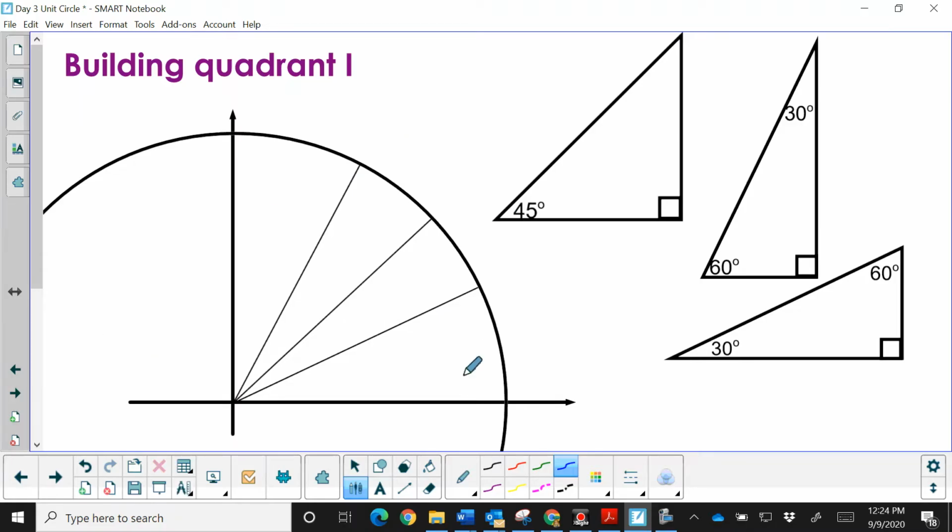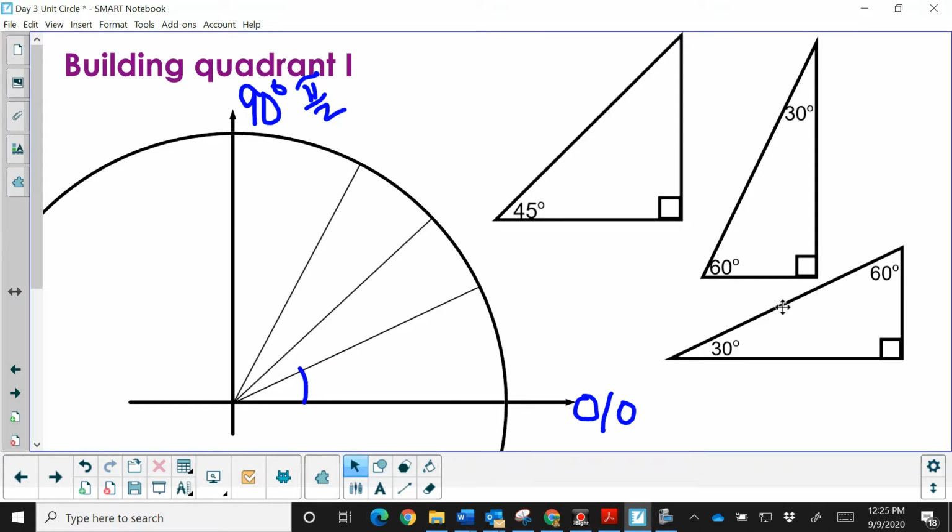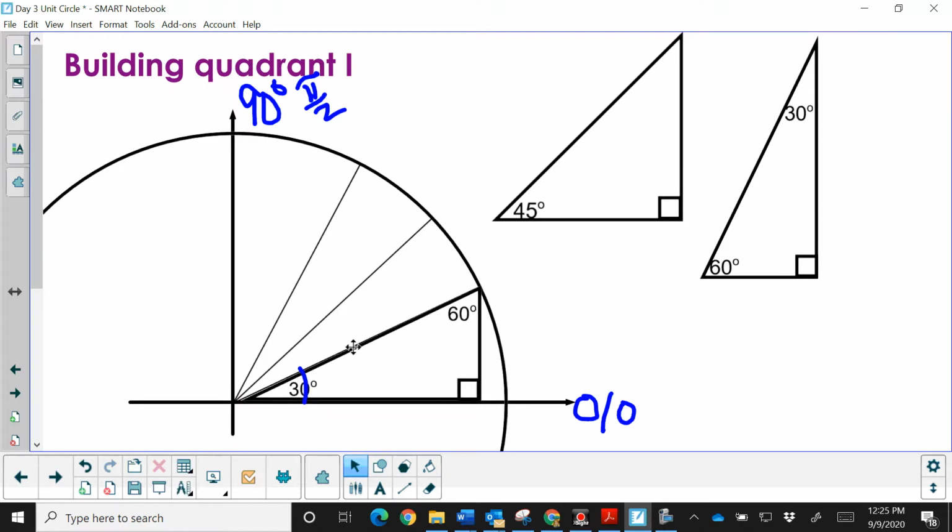So as we build this unit circle, we're going to start in quadrant 1. We're going to start with the angle 0 to 90. Now in radians, we know that is 0 radians, and this is pi halves radians, halfway around to pi. So we're going to be talking in terms of degrees and radians. Now, for the first position, we're going to pick a triangle up and make this little 30-degree angle. For that 30-degree angle, I'm going to take a 30, 60, 90 and place it right here.